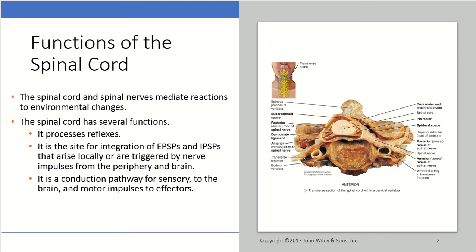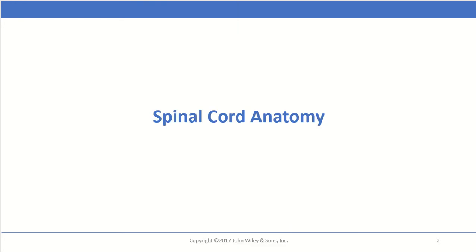The first is going to be to process various reflexes in the body. It's also going to be the site for integrating either excitatory postsynaptic potentials or inhibitory postsynaptic potentials that arise locally or that are triggered by nerve impulses from the periphery and the brain. And then it's also going to be important as a conduction pathway for sensory information to the brain and for motor impulses to effectors. So let's look at the anatomy of the spinal cord for a minute.